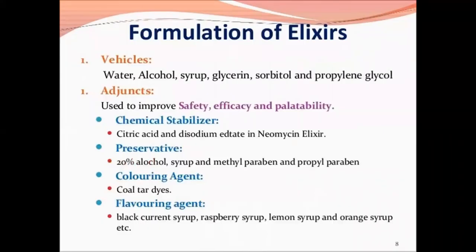The next point, formulation of elixir. So in their formulation, first one, vehicle. The following agents are used for the formulation of elixir, in which vehicle and adjuvant, and additives are also used. In the second formulation, vehicle, the elixirs are usually prepared by using any vehicle such as water, alcohol, syrup, glycerine, sorbitol, and propylene glycol.